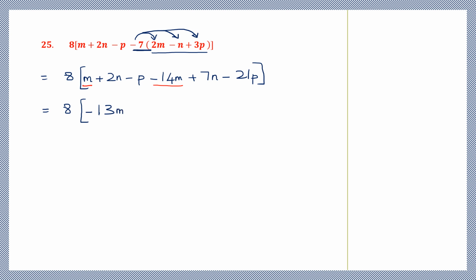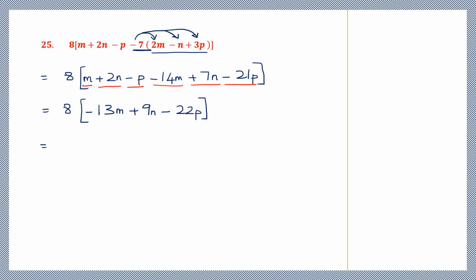Now let's look at the n's. 2n and 7n. Both addition signs. So plus 7 plus 2 is 9. 9n. Now let's look at the p's. Minus p minus 21p. Again signs are the same. So put the same sign and add. 21 plus 1 is 22. 22p and close the brackets.